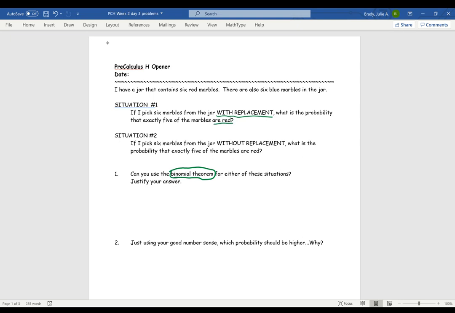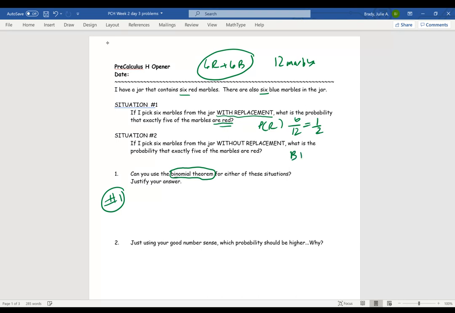Your success is if you get a red. So the chance of getting a red stays the same. It's always 6 red, 6 blue. So 6 red plus 6 blue gives me 12 marbles. So the chance of getting a red is always 6 out of 12, or 1/2. So this one works for the binomial theorem. This one doesn't.